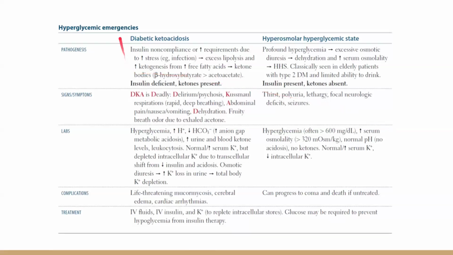This is the last one, okay? So pathogenesis of diabetic ketoacidosis: insulin non-compliance, or increased requirements due to stress or infection. So we basically discussed this, okay? Ketone bodies will be high because there's lipolysis, okay? Insulin can prevent this from happening. In hyperosmolar hyperglycemic state, you do have insulin, which prevents the lipolysis from happening, so you don't have acidosis, but you do have these serum osmolarity problems because you still have the hyperglycemia. So insulin is present, ketones are absent. Here, insulin is not present, and ketones are present. Okay. The signs and symptoms, again, this is repeated, so he will most likely ask about this. Okay.